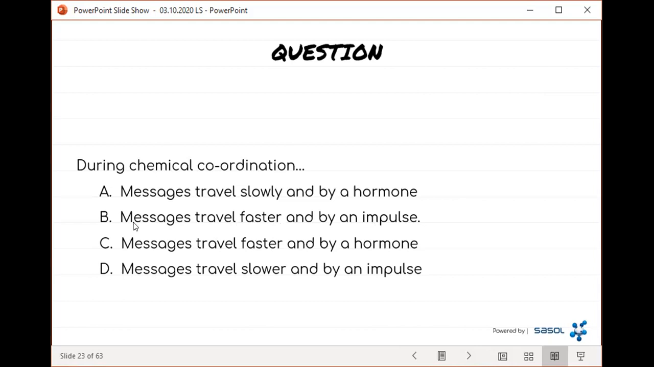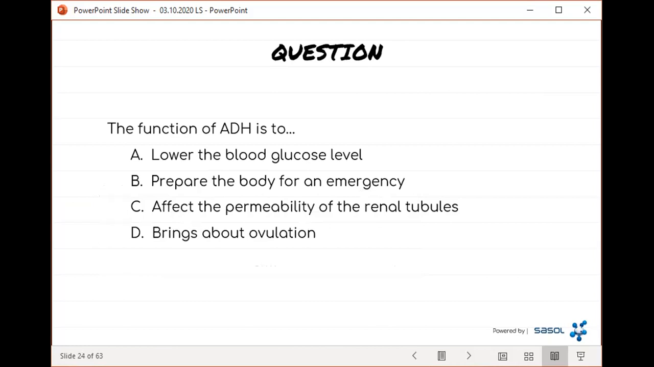And then we also have, in terms of endocrine coordination, messages that travel slow and by a hormone. And when we talk about chemical coordination, we are referring to the endocrine system. Therefore, our answer in this question would be A. So the messages in chemical coordination travel slowly and by a hormone, right? Then we can move on to the next question.